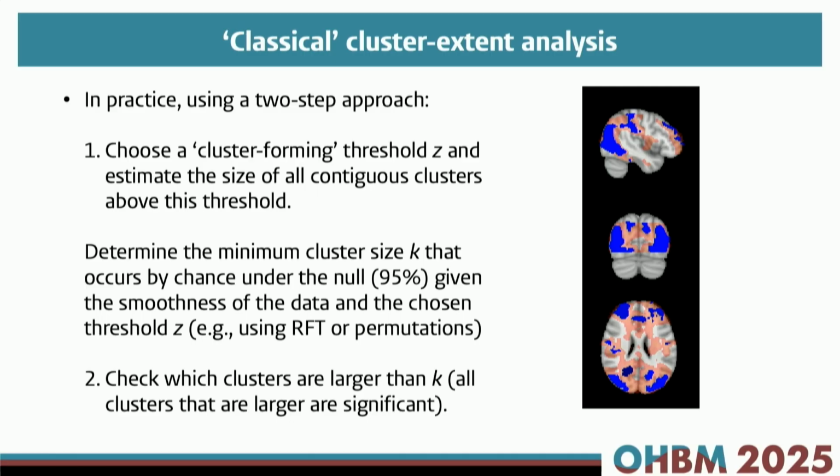So what we do is we determine a value based on, it could be random field theory, it could be based on permutation. We find a value k, at which all clusters that have a size larger than k will be significant, and all clusters that are smaller than k, so smaller than the number of voxels, are deemed non-significant.